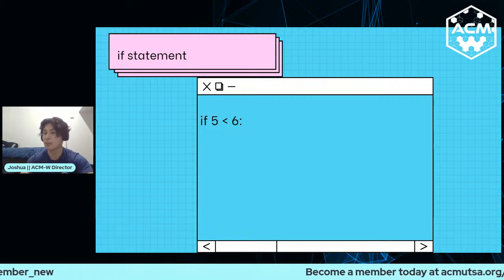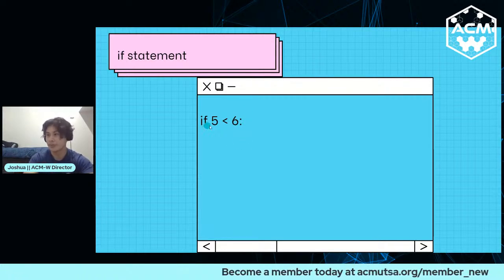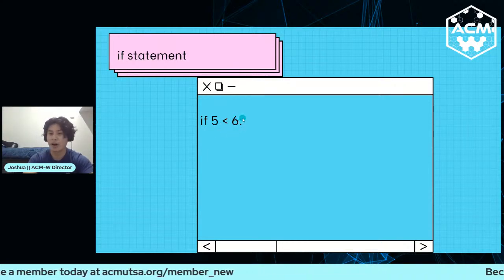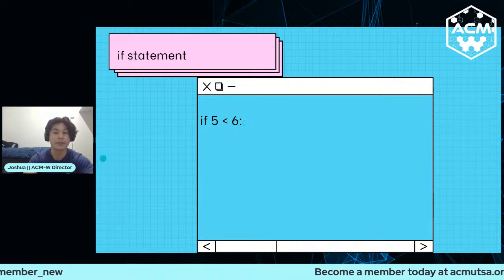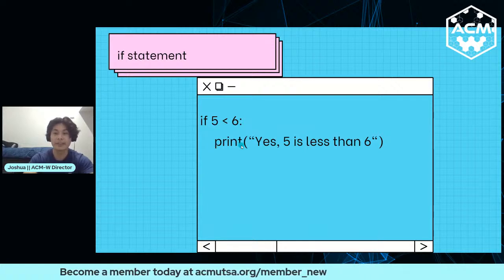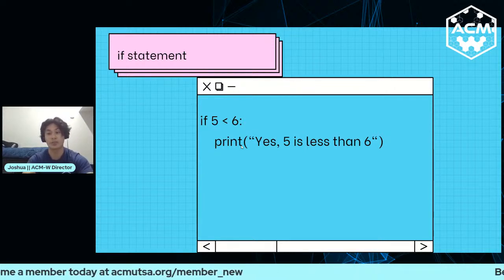Here's a simple statement in Python. It starts with the word if. Then we have our condition or Boolean expression, 5 less than 6. Next, we have this colon over here. This is part of the syntax or rules of the Python if statement. And on the next line, we have an indented line of code that contains a print statement that will run if our condition is true.